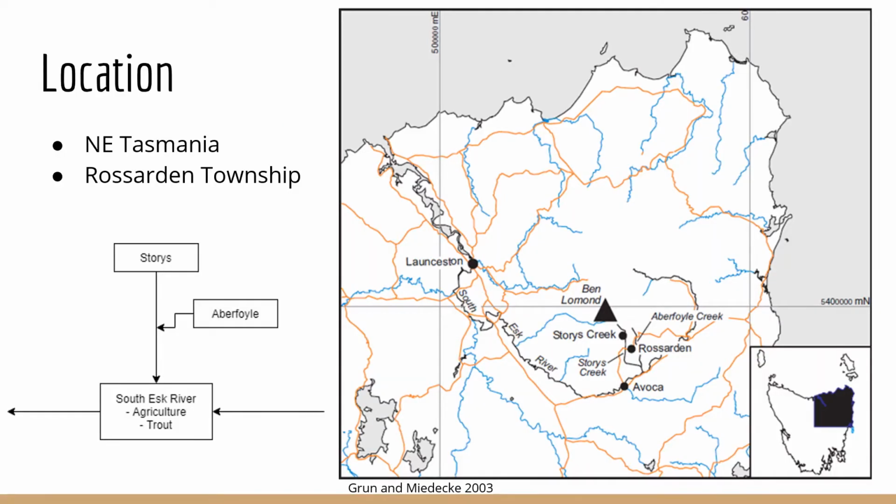Stories Creek is in northeast Tasmania, close to the Rossarden township there, and all the rain that falls south of Ben Lomond flows into the South Esk River, which goes towards Launceston, Tasmania's second biggest city.